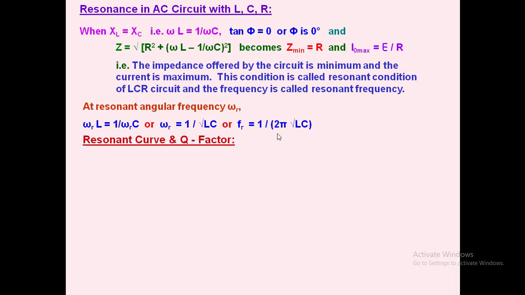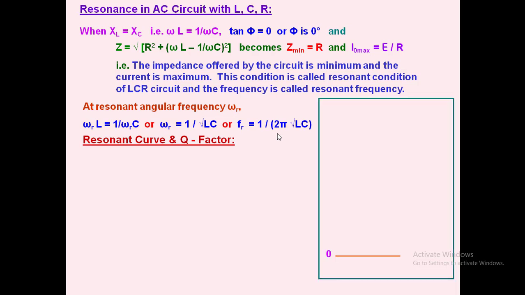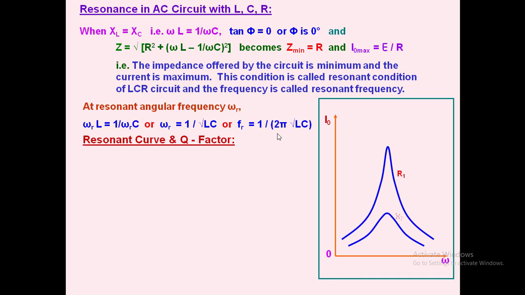Resonant curve and Q factor. So how can I represent this resonance for LCR? Now I am going to take the angular frequency along x-axis, maximum current or the current along y-axis. So that is a parabola. So there are three resistors, one is R1, another one is R2, and this is R3. So here you can consider R1 less than R2 less than R3, that means R3 is having more resistance and R1 is having less resistance.